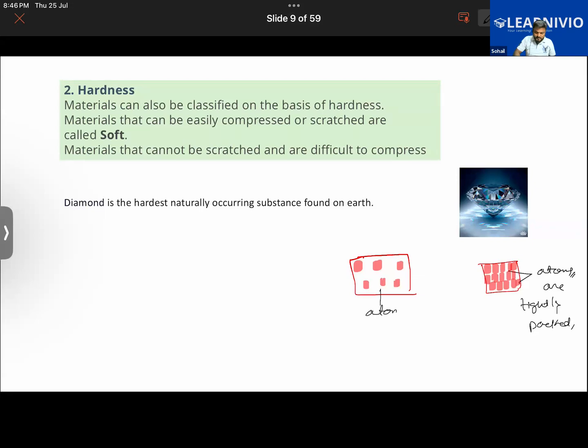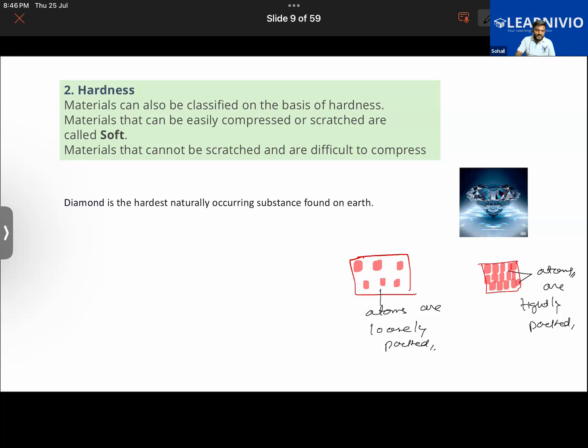Atoms are loosely packed, meaning that there is space between them. So that, sir, is like water, or you have a pillow like that. So that is one thing.